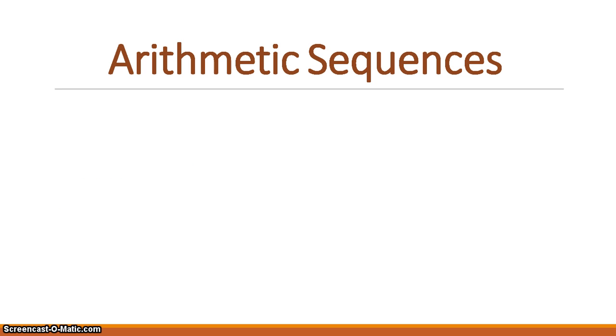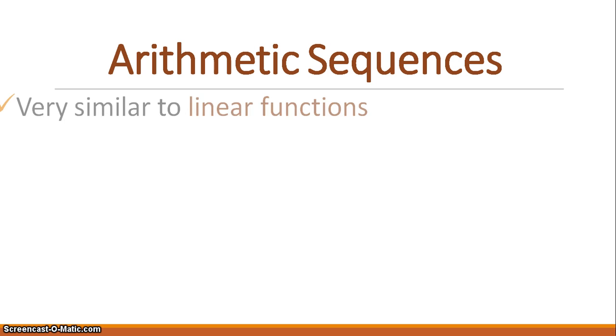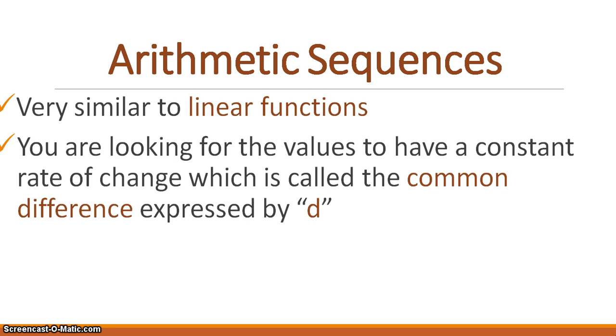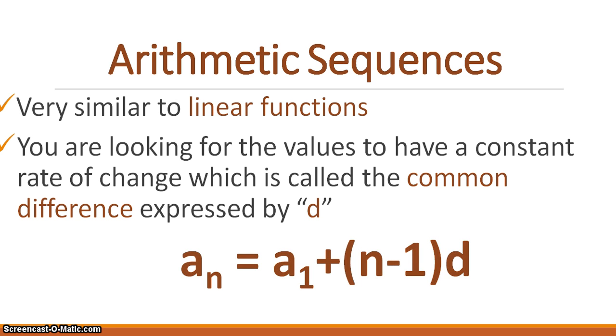Okay, we're going to talk about arithmetic sequences first. Arithmetic sequences are very similar to linear functions. You are going to be looking for the values to have a constant rate of change. That means the same rate of change, and this change is called the common difference, and we express it by the letter d. And here's the formula. A sub n is equal to A sub 1 plus n minus 1 times d. So this is the specific term we're looking for, is equal to our first term plus the n of the term we're looking for, subtract 1, times our common difference.